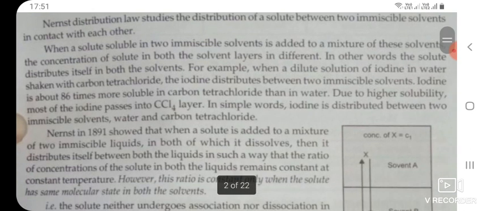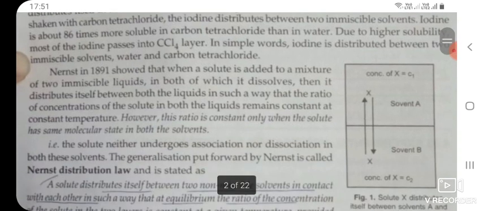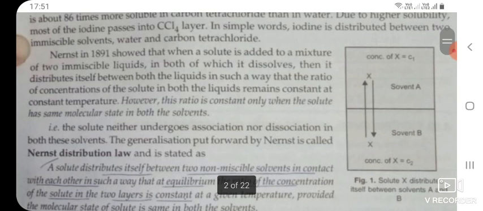Nernst in 1891 showed that when a solute is added to a mixture of two immiscible liquids in both of which it dissolves, then it distributes itself between both the liquids in such a way that the ratio of concentrations of the solute in both the liquids remains constant at constant temperature.